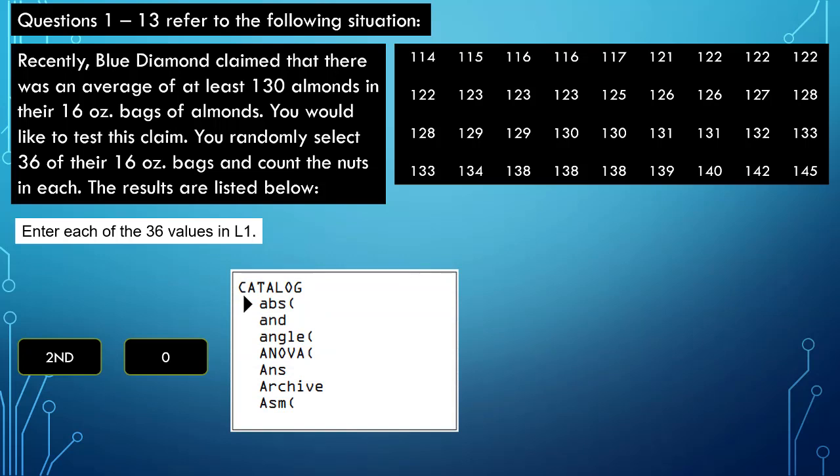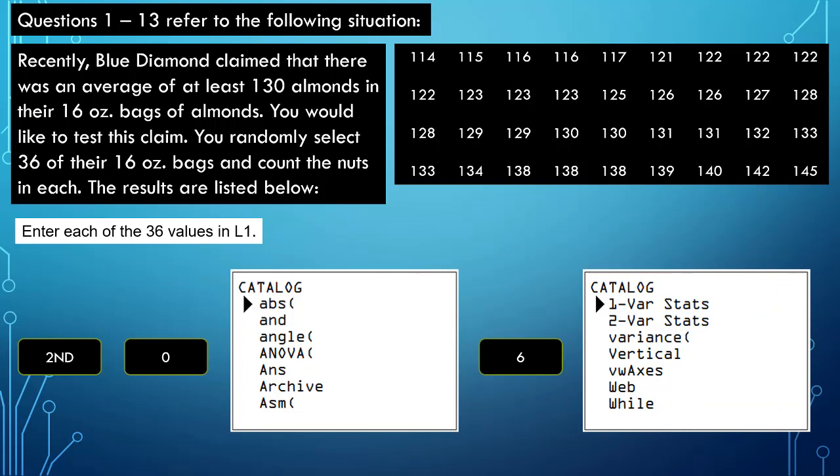There's a built-in function for variance in this catalog. To get to that function, you need to scroll down, but an easier way to do it is to jump to the V's in the list. You'll notice that all of the different keys on your calculator will have a letter on them. We're looking for the letter V, and the letter V is over the number 6. So if you press 6, this list is going to jump down to the V part of our catalog.